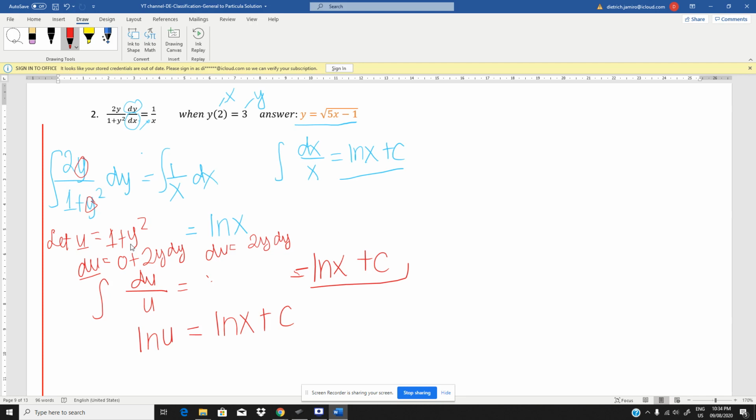But first, we will change our u's back to our y's. So our u is equivalent to 1 plus y squared. So I'll just use ln of 1 plus y squared is equal to ln x plus c.